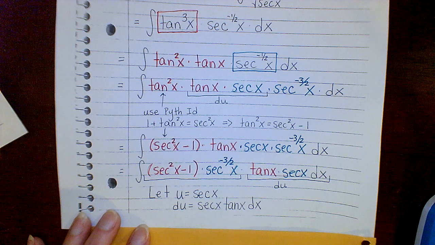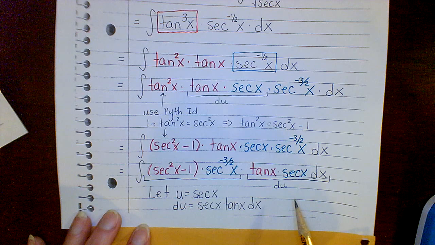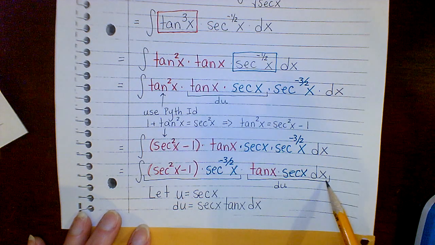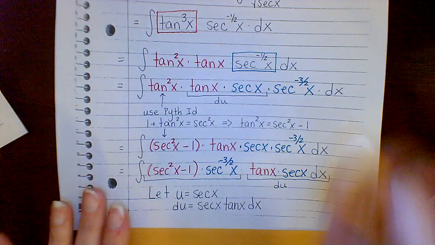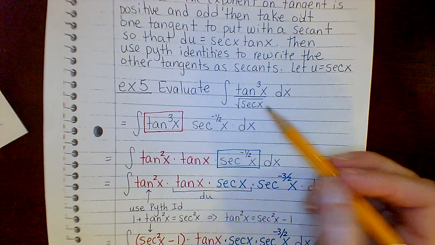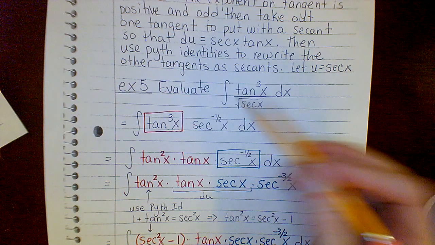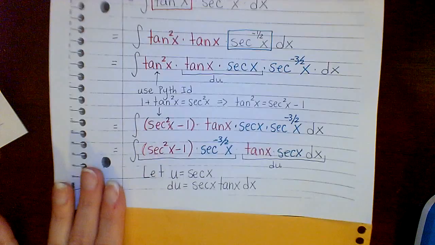U is going to be secant x, so that's going to be a u squared minus 1, and then u to the -3/2, and then all this is going to be my du. So all this mess that I did was all just to be able to evaluate this, because I couldn't just do a straight substitution from the beginning of just, hey, let's let u be secant and du is this stuff. Okay.